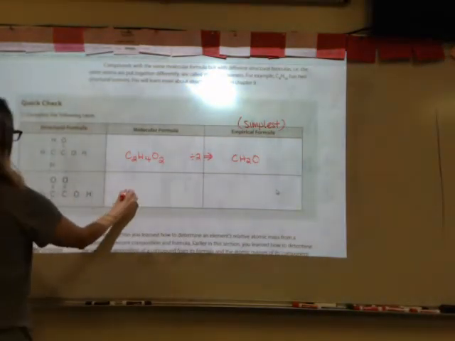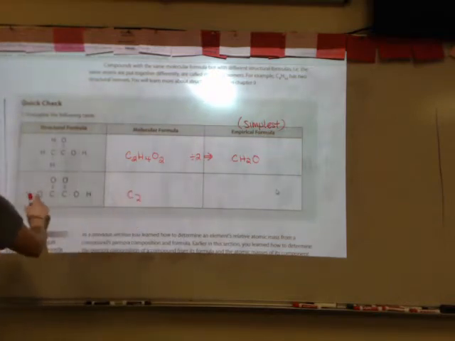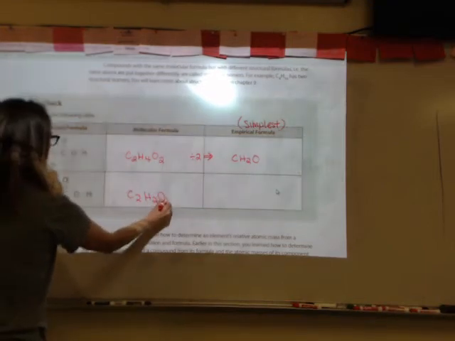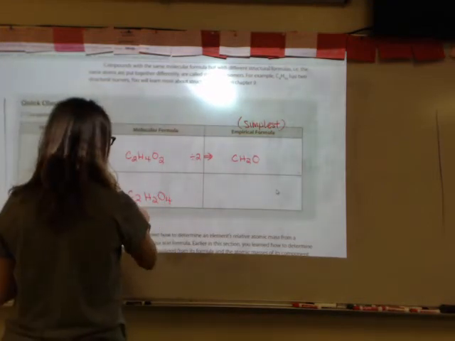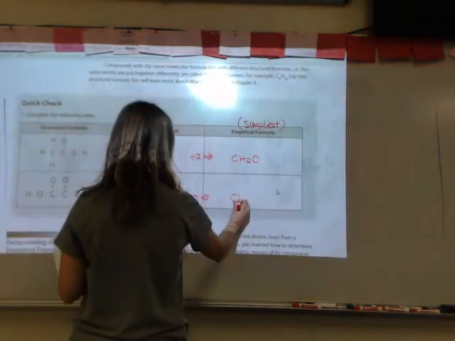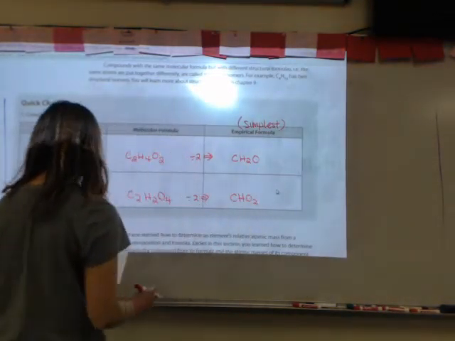My structural formula here has 2 carbons. I have 2 hydrogens. And I have 4 oxygen. So since all of these subscripts are divisible by 2, I would simplify it to CHO2.